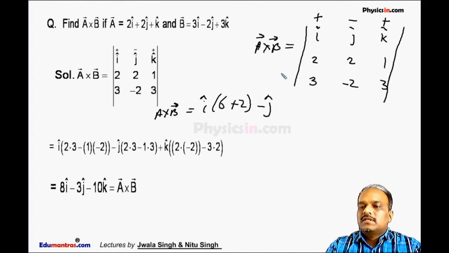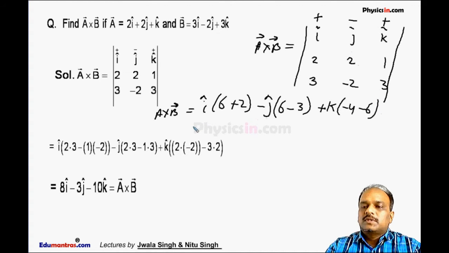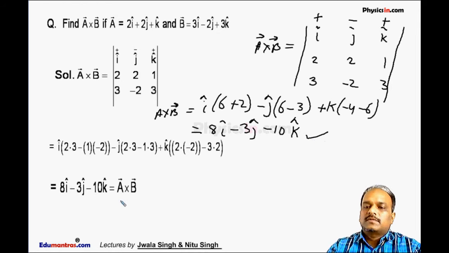now it is minus j, so minus j cap. Leaving this row and column, it is 2 into 3, that is 6, minus 3 into 1, that is 3. I will substitute here a positive sign, plus k cap into 2 into minus 2 is minus 4, minus 3 into 2, that is 6. So A cross B is equal to 8 i cap minus 3 j cap and it is minus 10 k cap. So this is the value of A cross B here.